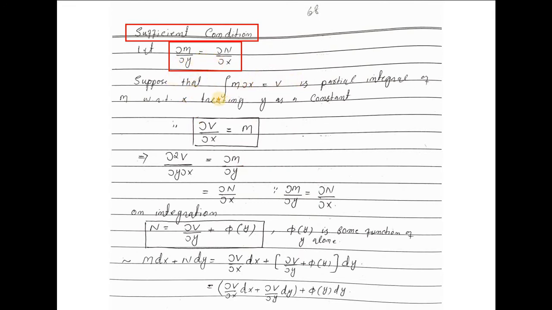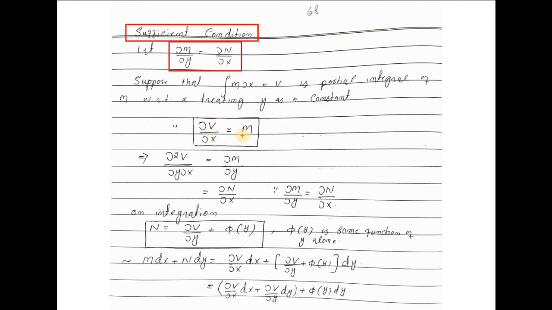Suppose that the integral of m with respect to x is equal to v. Suppose that the integral of m is v, the partial integral of m with respect to x treating y as constant. Now differentiating this equation with respect to x, we can write del v over del x is equal to m.